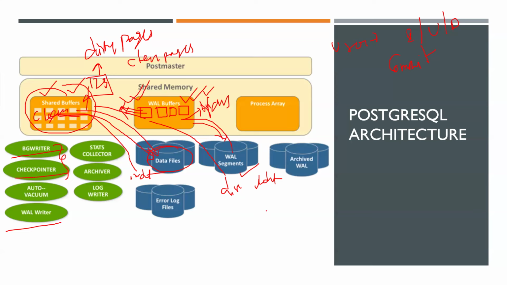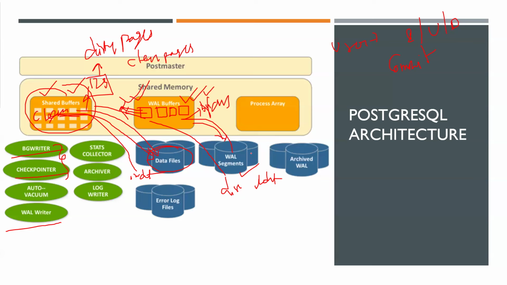This WAL writer will take responsibility. Whatever changes are available in the WAL buffer, it will move into the disk in the form of WAL segments. In the form of WAL segments, it will move the data from buffer to disk. Clear? Not clear?